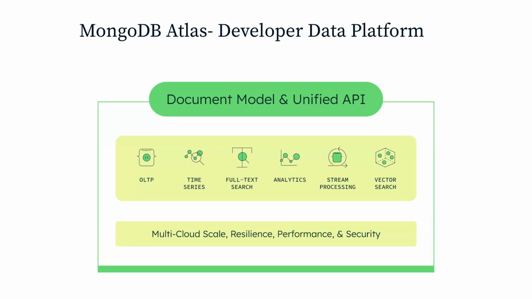And of course, we've all heard about AI and Gen AI. So MongoDB Atlas is the data platform for you if you're interested in developing applications like those, because we introduced vector search, which is like the underlying layer which supports such applications, right?